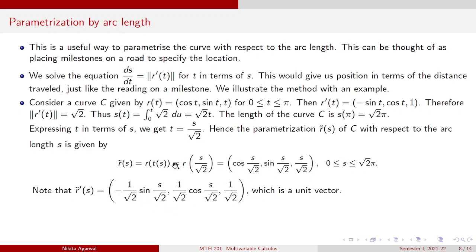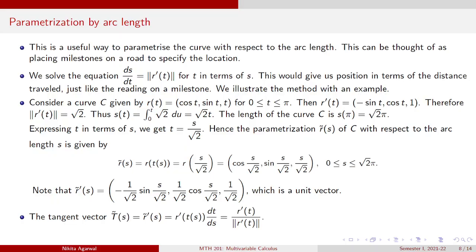Now this is a unit vector, right? This is a very important conclusion: when you look at the curve with respect to arc length and you differentiate at any point, it becomes a unit vector. So the tangent vector, when you have parameterized your curve with respect to arc length, is a unit vector. It's very crucial.